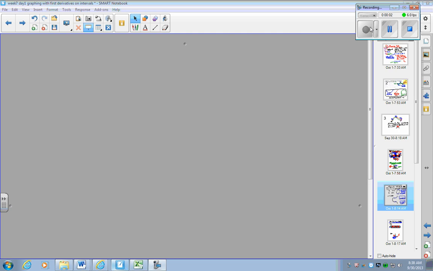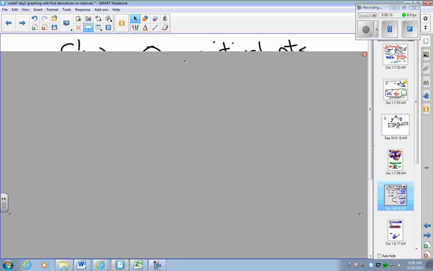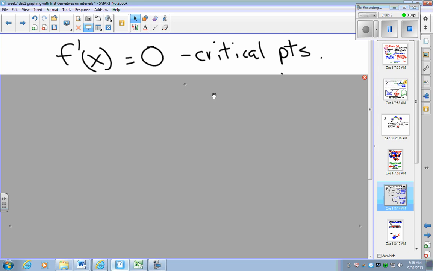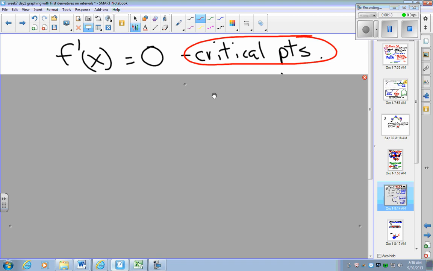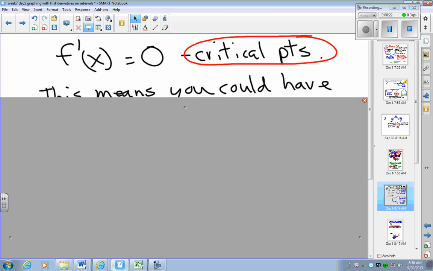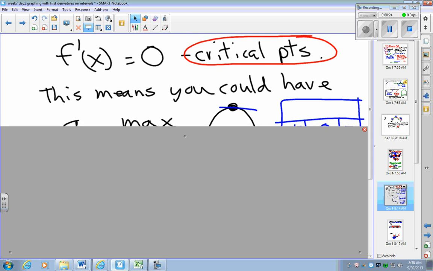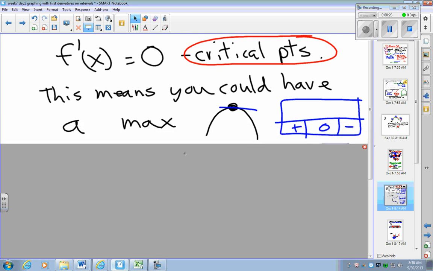So first derivatives are what we care about this week. Next week, we'll really worry about the bends, which is concave up and concave down. Okay? So it's first derivatives. If I find where it equals 0, these are the critical points. These are so important to us, okay? Because if the first derivative is 0, you could have a max.